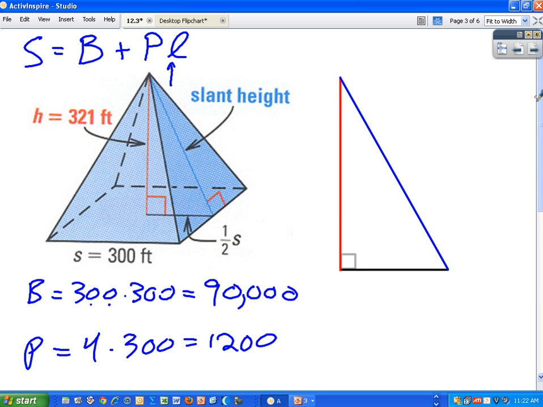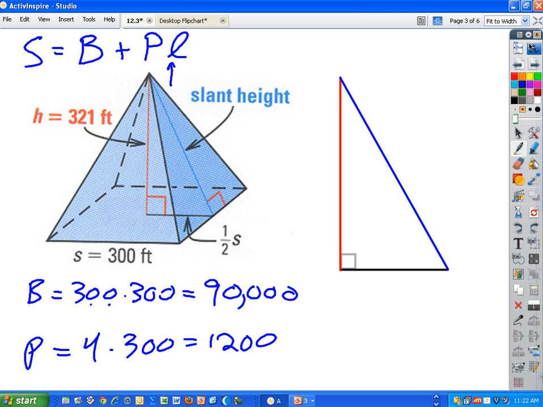Now, what do we know about this? In this right triangle, we know that the height is given to us. The height of this building is 321 feet, so we can fill that in. We're trying to find L, right? Now, what's going to be the length of this bottom leg of the right triangle? What's that going to be? This might help. What if I were to look straight down from the vertex on the square base, right? That's just going to look like this.